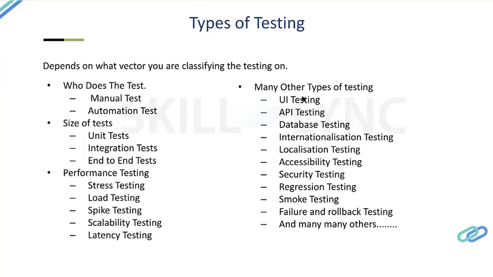Someone might be doing the test sitting at the desk and manually checking all the expected and actual behaviors, whereas you can also write code that does it for you. It can perform some action and then match the result. Then the second vector could be the size of the test. In that, there would be unit test, integration test, end-to-end test, and so on. There could be many other dimensions of testing. So we will cover all of these in detail in the slides to come.